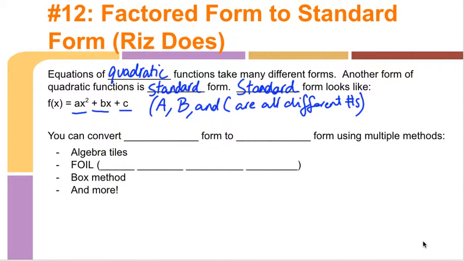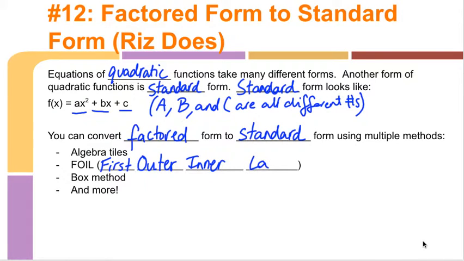Okay, so you can convert factored form to standard form using multiple methods. You could use algebra tiles like we just did in the activity, or you could use FOIL. What FOIL stands for is first, outer, inner, and last. You may have learned this in a different math class.